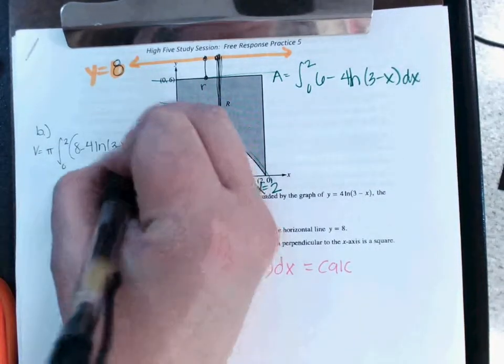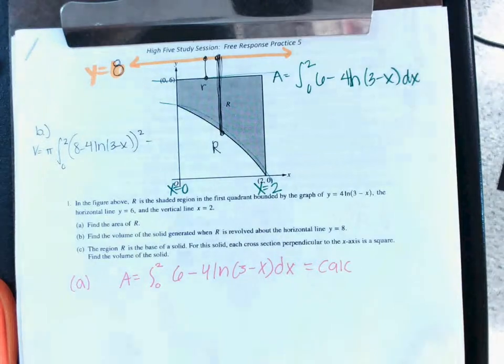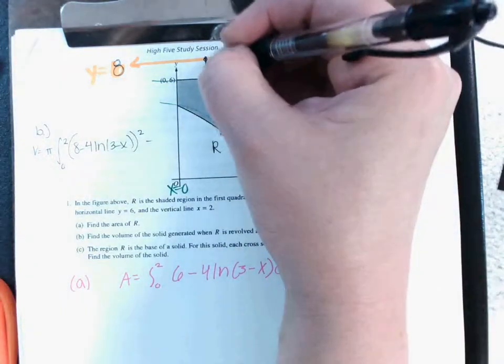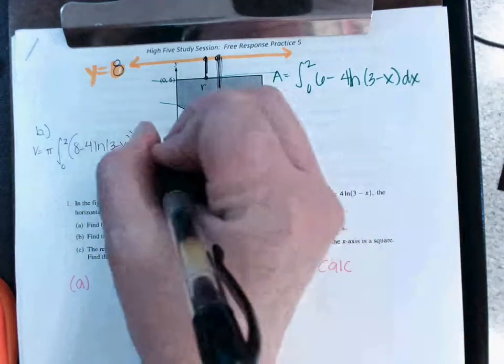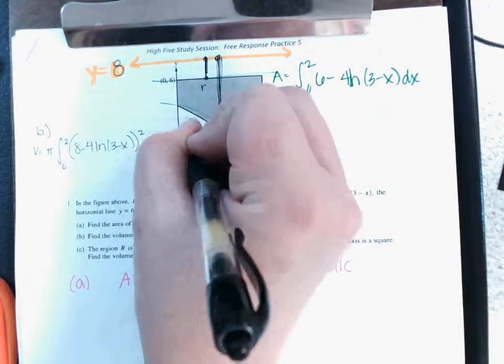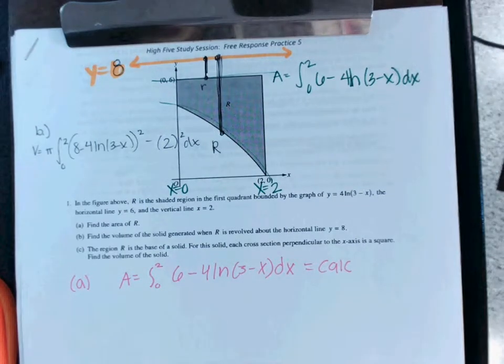And then remember, that radius has to be squared together by itself. Okay, then minus. Then my little r is the difference between 8 and 6. You can write it out. You can simplify it. 8 minus 6 is really just 2 squared dx. Okay, then remember, since y equals 8 is a flat line, that's why we're doing it dx. Okay, go on to part C.